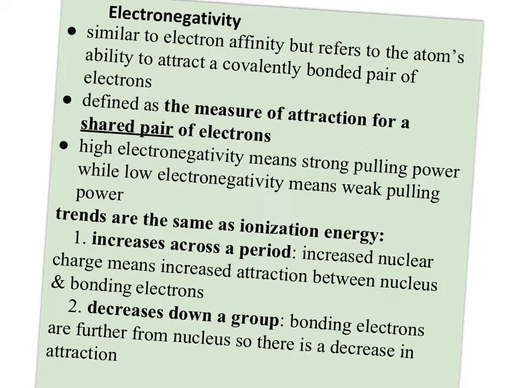So these trends are actually going to be the same as ionization energy. If something has a high electronegativity and is able to pull on that pair of electrons, then it's also going to have a high ionization energy and be unlikely to lose electrons. So we're going to see electronegativity increase across a period because the increased nuclear charge is going to mean the nucleus is closer to those bonding electrons and it's stronger. But we're going to see a decrease down a group because the bonding electrons are going to be further from the nucleus and there's not going to be any increase in nuclear charge. So there's actually going to be a decrease in attraction.